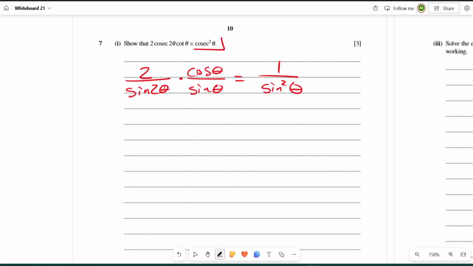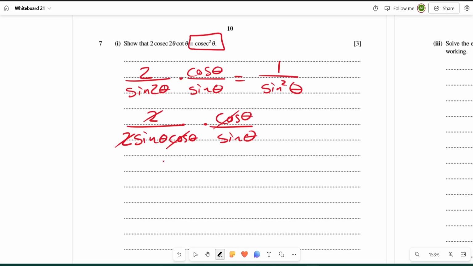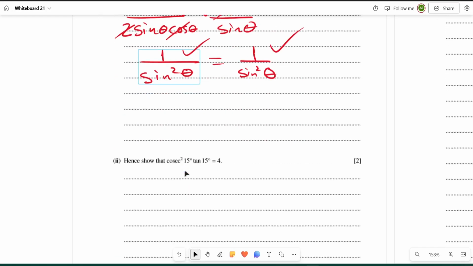I see that my right side is only in terms of theta. There is no double angle. So that's a very good indication that I should use the double angle identity over here. So 2 over, instead of sine 2 theta, I'm going to use the double angle identity, which is 2 times sine theta times cosine theta, and then times cosine theta over sine theta. So the 2 and the 2 will cancel, the cosine and the cosine will cancel. So I'm going to have 1 over sine theta times sine theta, which is sine squared theta, so it equals 1 over sine squared theta. That's how I can show that these two sides are equal.